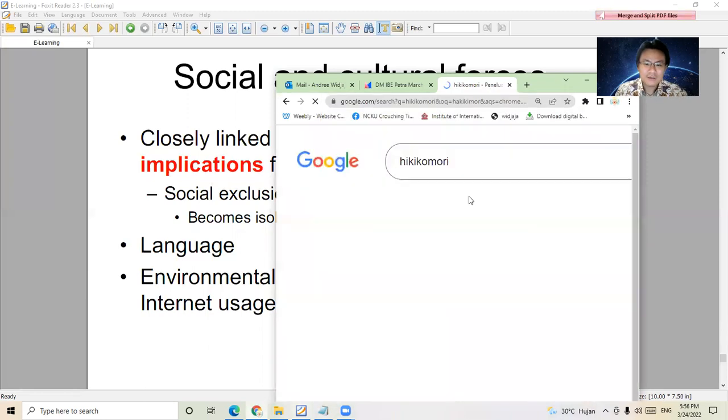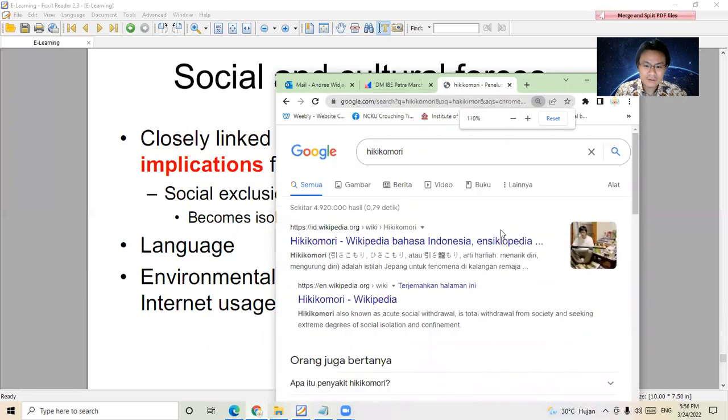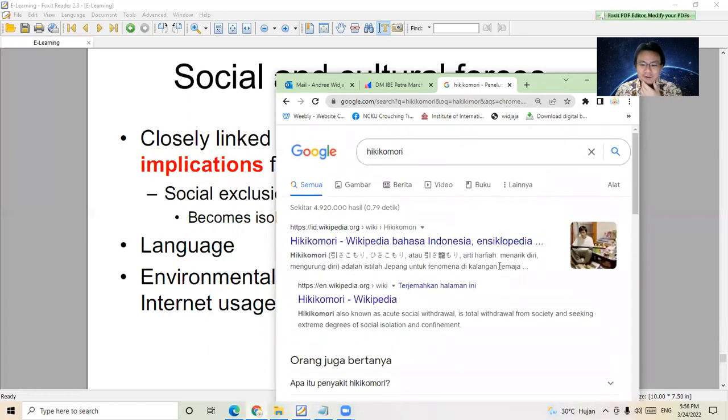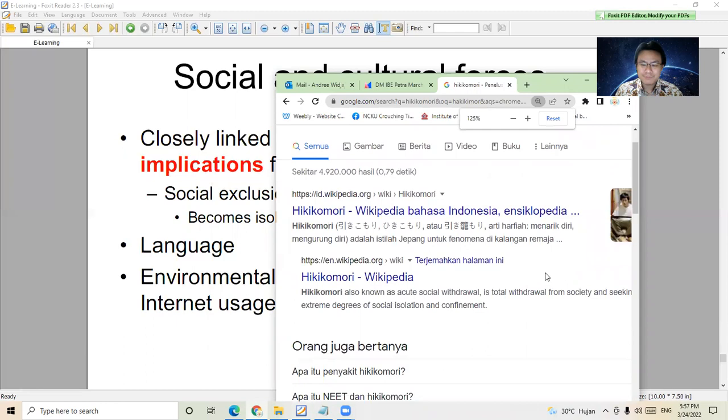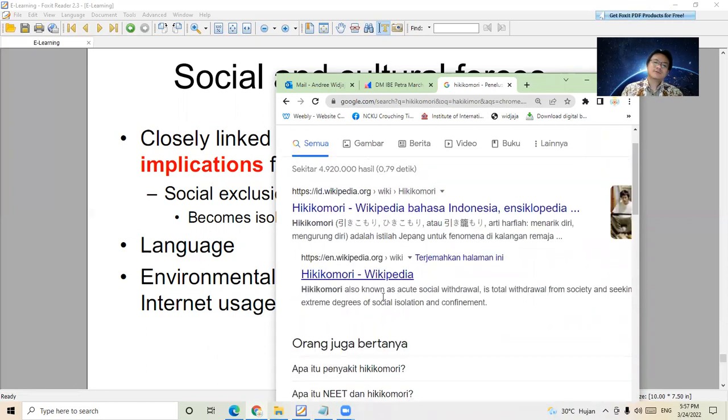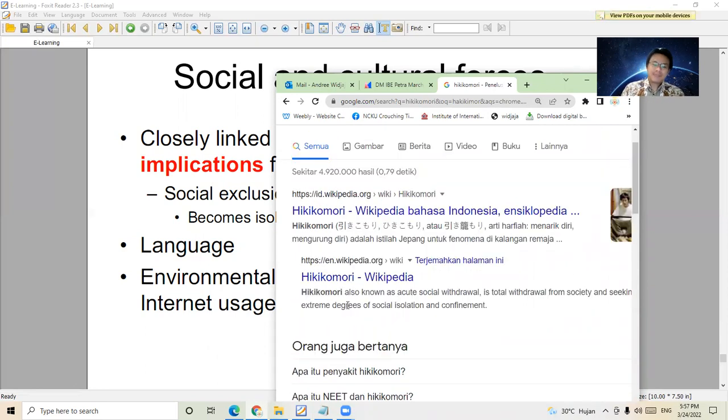Hikikomori. Yeah, hikikomori. In Japan, there are some people who like to do hikikomori. They like to be isolated, menarik diri. They don't like to socialize with others. So we can see it as a total withdrawal from society. This is what happened in Japan.